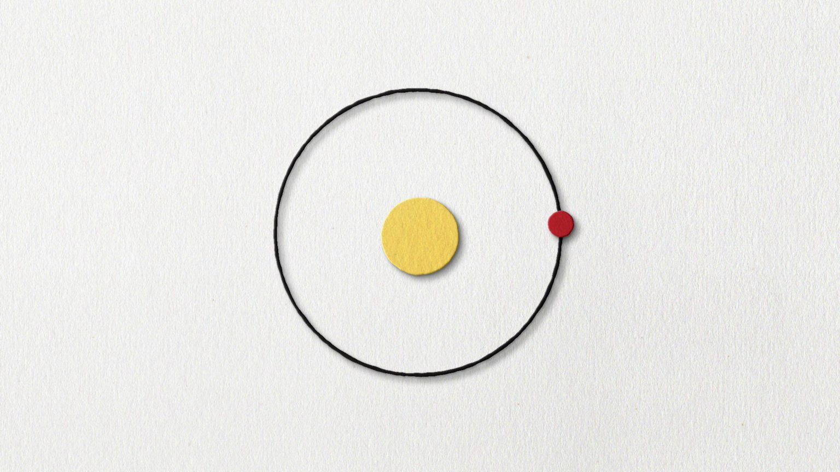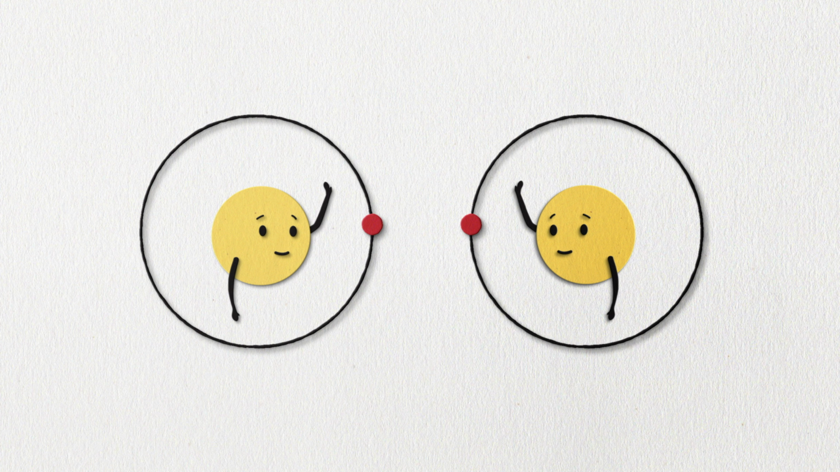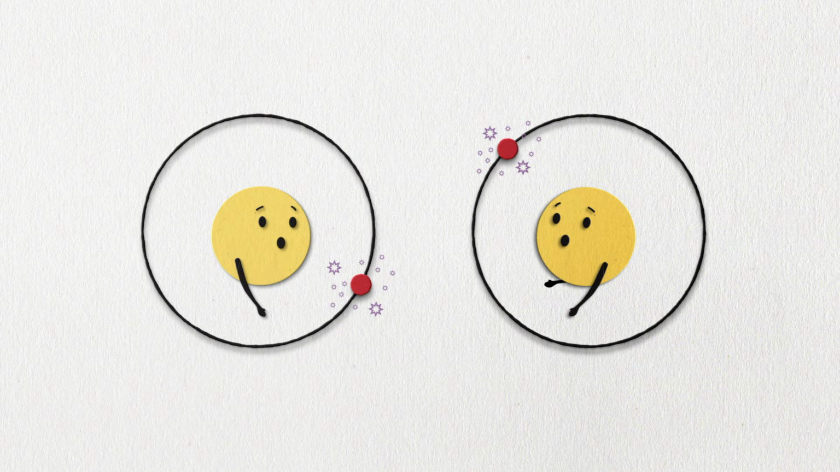A hydrogen atom has one proton with a positive charge and one electron with a negative charge. When two hydrogen atoms meet, first, like every polite atom, they say, "Hello, how do you do, sir?" Then the nucleus, which is made up of protons of each atom, is attracted to the other atom's electron.